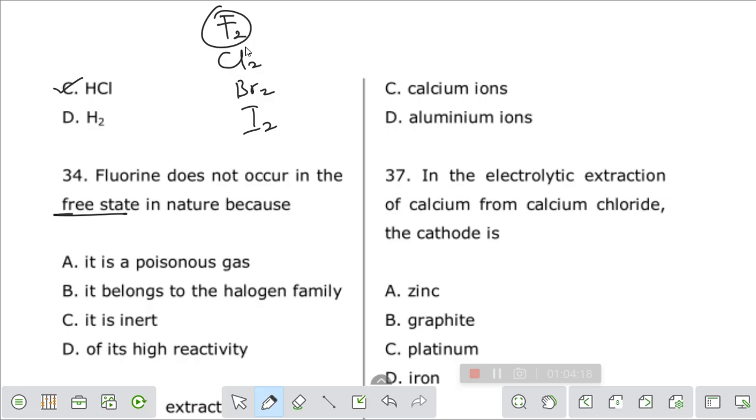So fluorine does not occur in the free state because it has what? A high reactivity. So inert, never. Fluorine is very, very reactive. Inert means something is not reactive, and that's not right. So that's why we don't go for it.